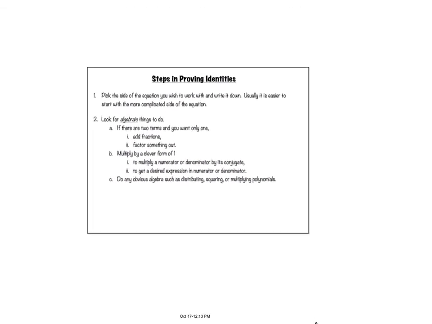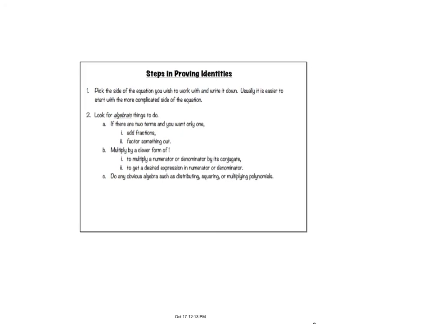Because what we're moving into here is proving identities. So you want to pick the side of the equation you wish to work with and then write it down. You're going to have a left side and a right side. So you'll say something is equal to something, and you have to show that one side is equal to the other side. So you want to just work on one side until it ends up being the same as what's on the right side. Or if you work on the right side, then you want to show that equals the left side. Typically, I work on the left side and get it to look like the right side.